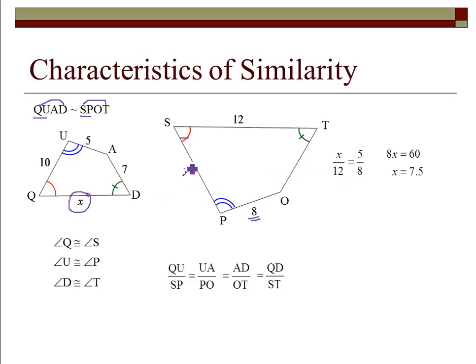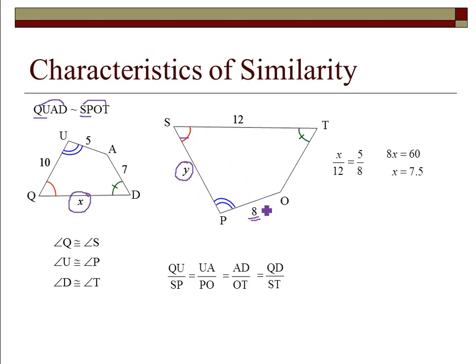Now we're going to solve for y. Okay, y is between the red and the blue one. Now I'm going to show you that you can actually start from the right-hand side and do it over the left-hand side. So I look at my red one, my single arc, and my double arc. That's going to correspond with 10, or again, SP matches QU. So I'm going to do y over 10.